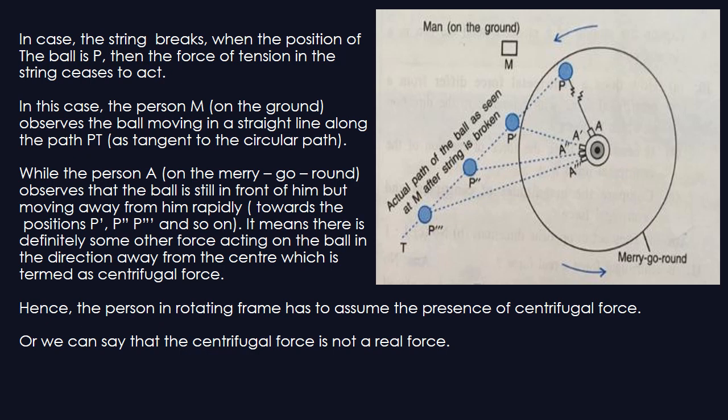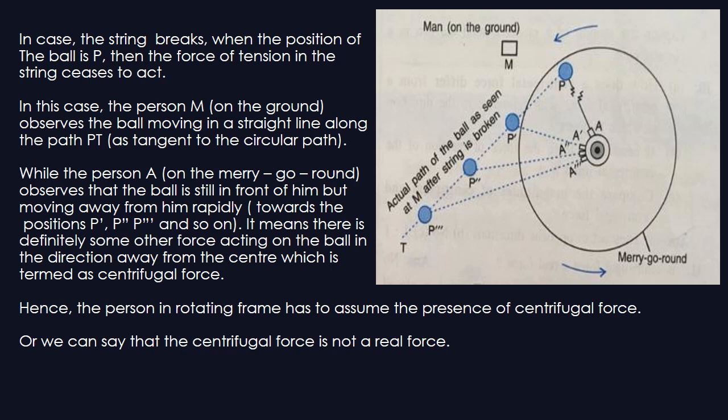When the ball is at P double dash, the person is at A double dash. That means again the ball is in front of him. And again when the ball is at P triple dash, the person comes to A triple dash. So in all these cases, the person will be assuming that the ball is still in front of him, but what is the difference? That the ball is moving away from him, that is away from the center.